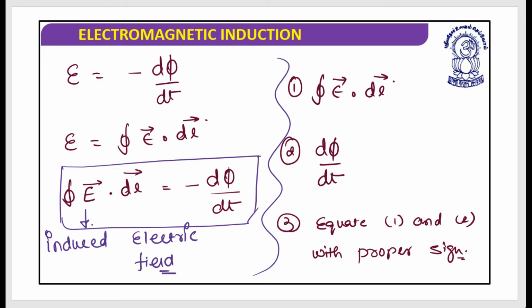This is the workflow to find out the induced electric field. First, you need to calculate the line integral of E dot dl. Then you need to work out d phi by dt, which is the differentiation of flux with respect to time. And third, you just need to equate these. That's it. If you can do this, you are good enough to solve for the induced electric field.